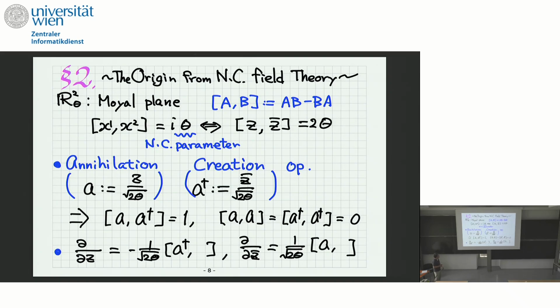Next, let's see why the matrix model comes from the non-commutative field theory. For simplicity, we use the simplest case, the Moyal plane. Here is a table of the coordinates. If we use the complex coordinate z, x1 plus i x2, its commutator is equivalent to this. Of course, that means the Moyal plane is a non-commutative algebra of continuous functions.